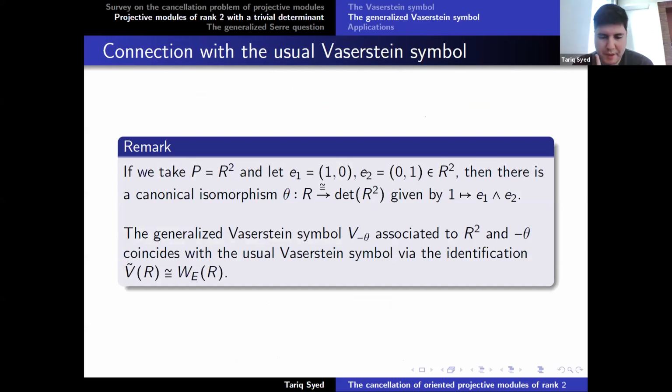But first of all, I should maybe say one thing about the connection with the usual Vaserstein symbol. So if we take P equal to R^2, so P is free, then we have a standard basis on R^2. That's, I guess, well known. And then we have a canonical isomorphism induced by this basis, sending 1 to this standard basis of the determinant of R^2. And this is a canonical trivialization of the determinant of R^2. And unfortunately, the Vaserstein symbol associated to R^2 and this trivialization is not the usual one, but one can modify it: you have to take minus this isomorphism, which is still an isomorphism. So 1 goes to minus this basis. And then up to the isomorphism between W tilde and WE of R, you obtain the usual Vaserstein symbol.